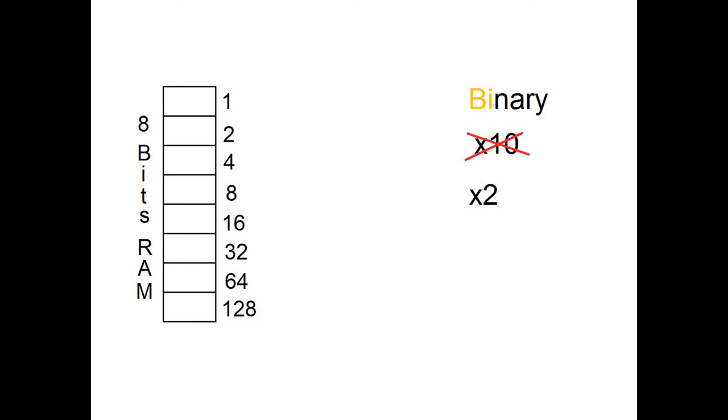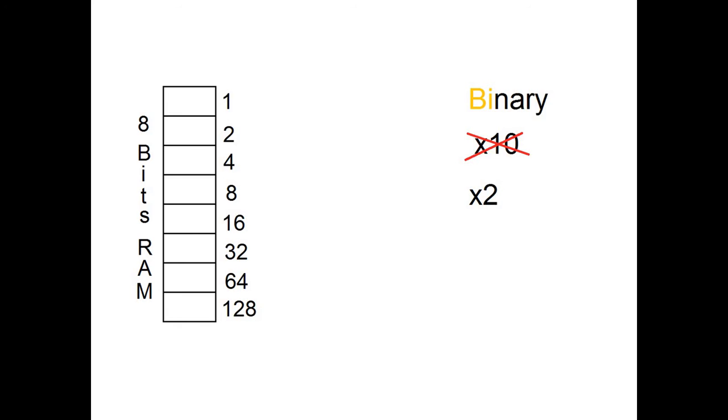Computers don't use the decimal number system. Instead, they use binary, which instead of being based on the power of 10, like the decimal system, is based on the power of 2. So we can think of each memory location in RAM as one of the columns in that number system. We still have our ones column, but instead of going up by 10 each time, because we're in binary, we're going to go up by powers of 2.